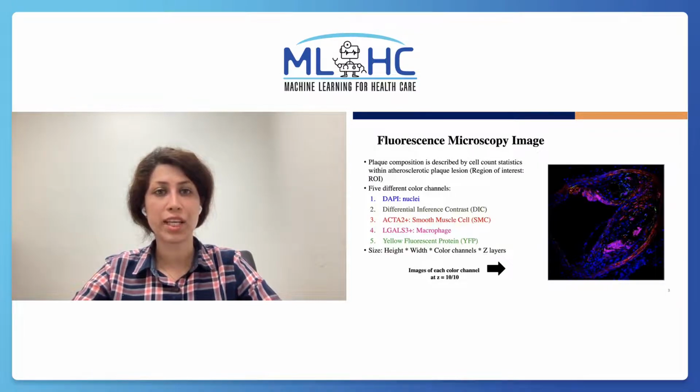The plaque composition can be determined by cell count statistics within the atherosclerotic plaque lesion. This is an example of an immunofluorescent image of the lesion. It contains 5 different color channels, and the blue color indicates the nuclei in these images. Our goal here is to detect and localize nuclei in these images. These images have variable sizes in the dimension, and here we see layer 10 out of 10 layers.